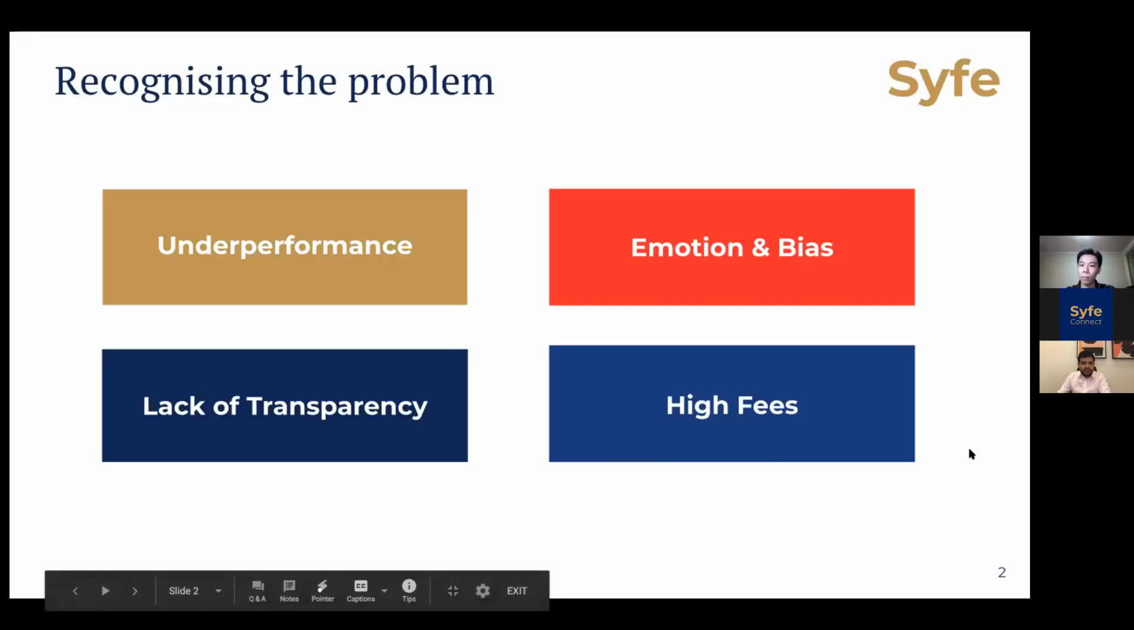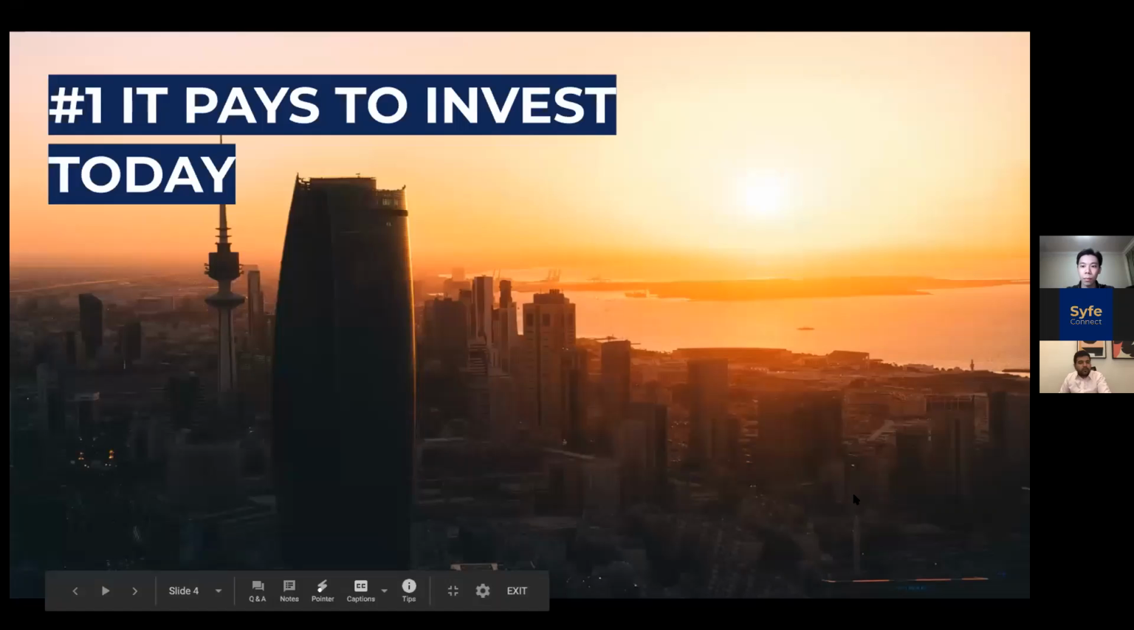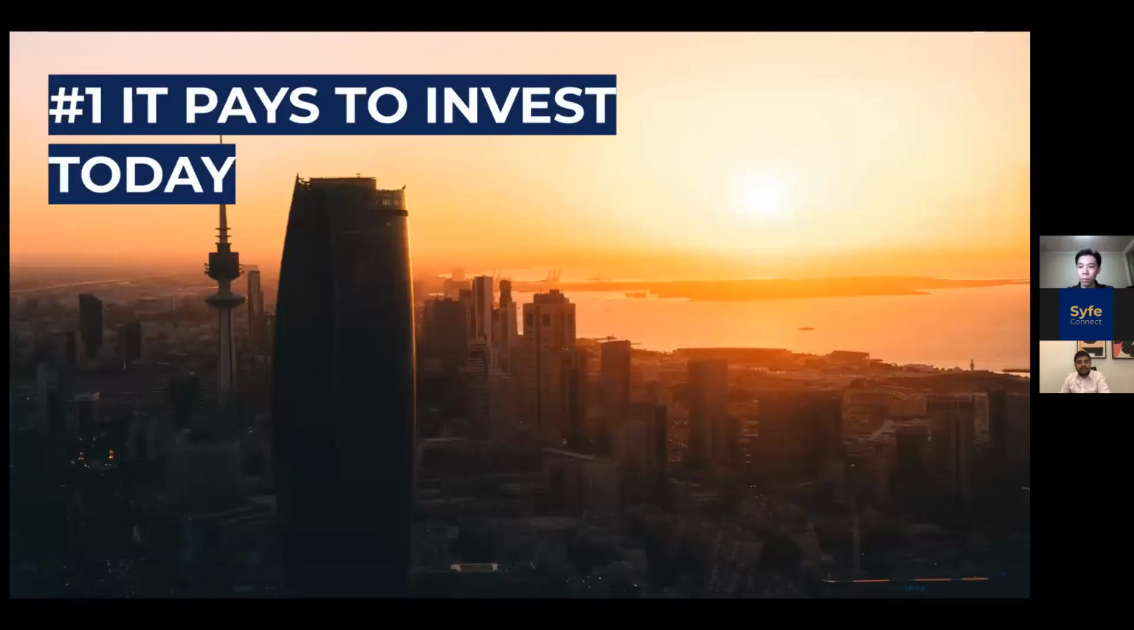So let's take a step back and say, if you're starting off investing, what are the six things that you should really, really look out for? First and foremost, I think it's very important that it pays to invest today, right? As the saying goes, time in the market is much more important than timing the market. Now, I think this takes some time to digest, but the reality is that if you can just stay in for longer, you will end up benefiting more, right?